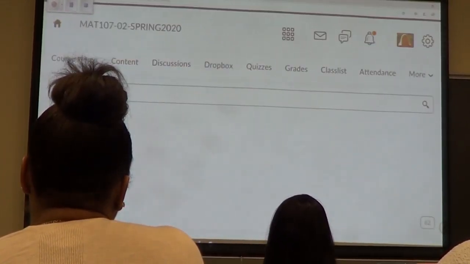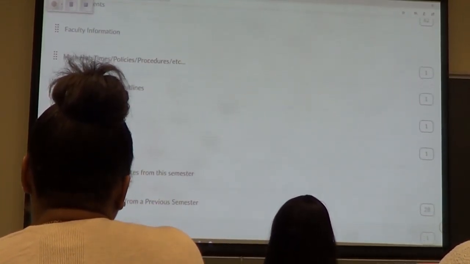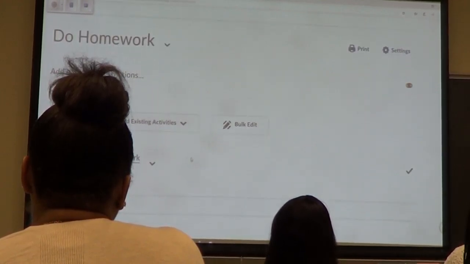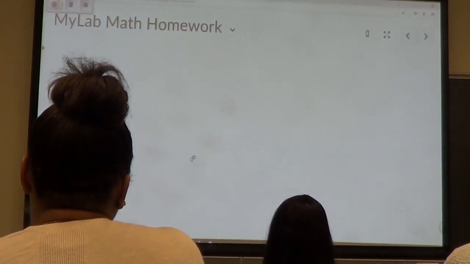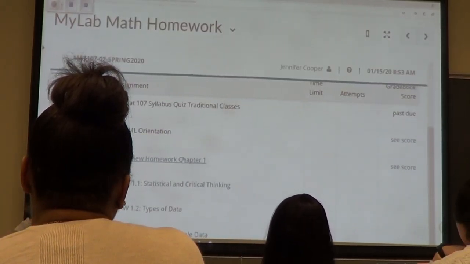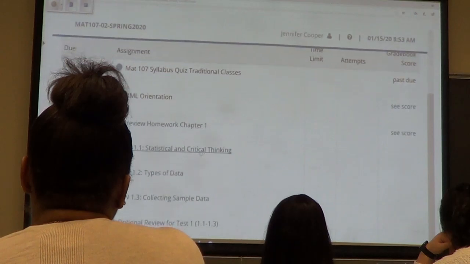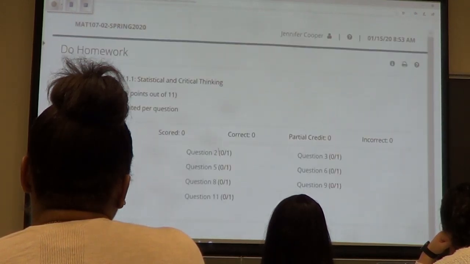Some of you have started the homework. Some of you have not started the homework. Just to show you a couple of things, I'm going to go into the 1.1 homework and spend a second showing you what to expect. Remember, the preview homework is part of your grade, and you do have to do the preview homework. In 1.1, there are 11 questions.